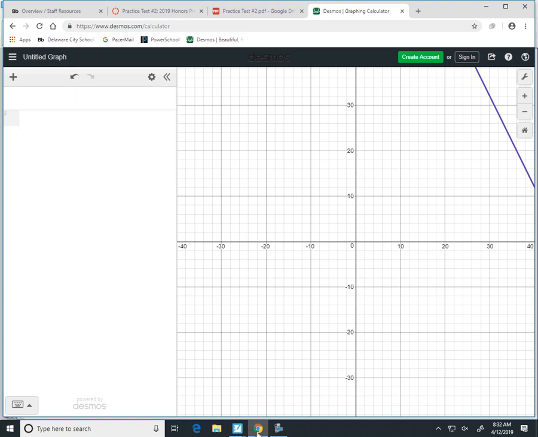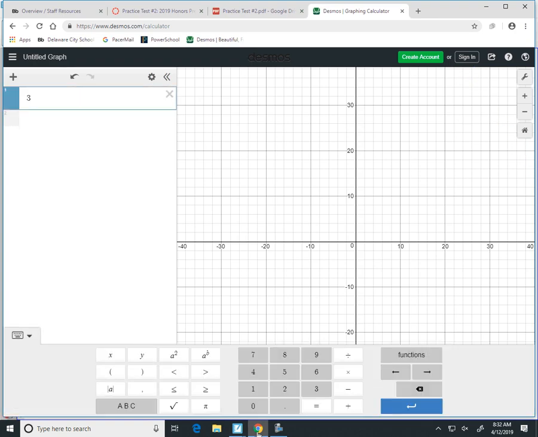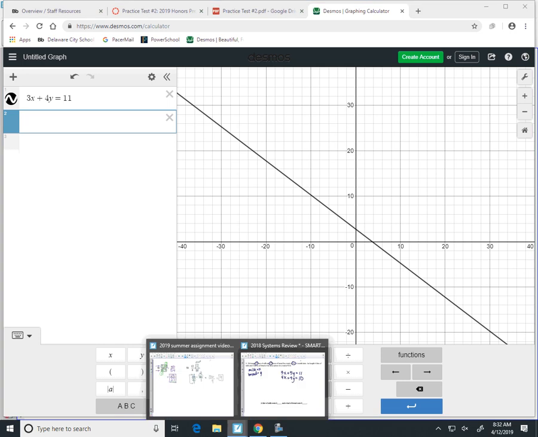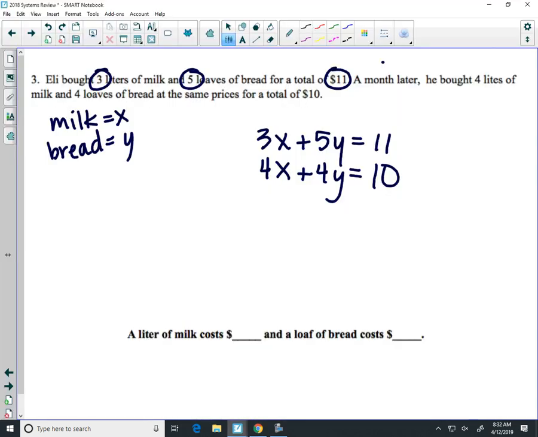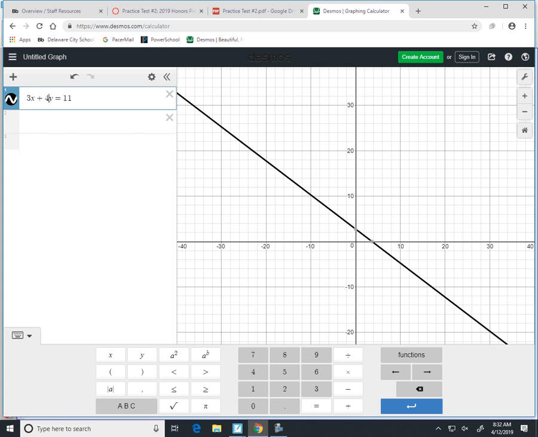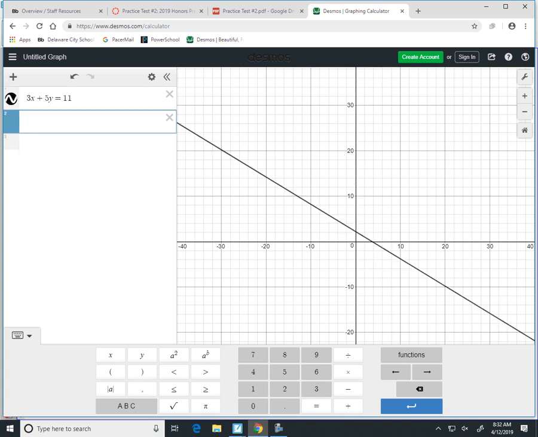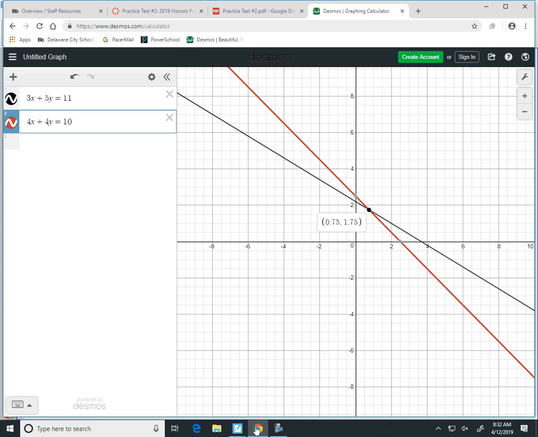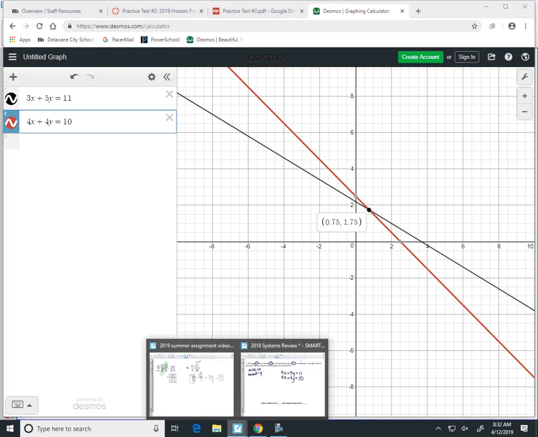Okay. 3x plus 5y equals 11. Ooh, 3x, 5y. And double check your entry. And I'm going to go back to home here so I can see. Is that what you guys got? 75 cents and $1.75. Yep.